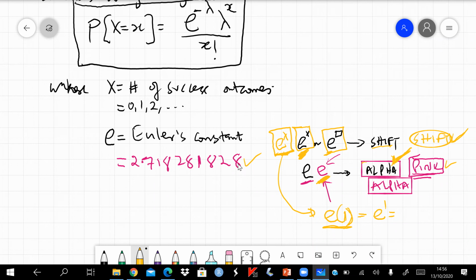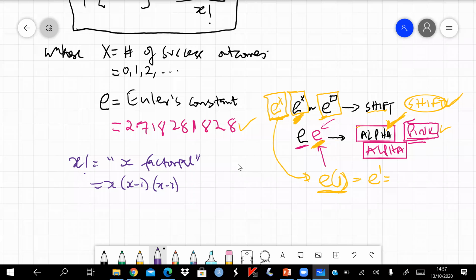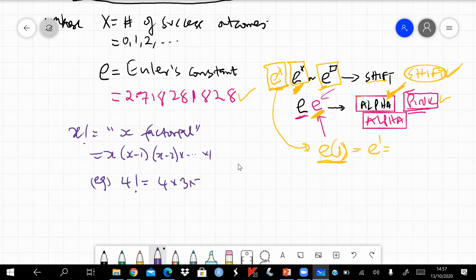Then we have x factorial, another term that we need to explain here. This is read as x factorial, and it is defined as this product: x multiplied by x minus 1 multiplied by x minus 2, and you continue like that until you reach times 1. That's what we call the factorial of a number. For instance, 4 factorial is the same as 4 times 3 times 2 times 1, which is 24. And 5 factorial is 5 times 4 times 3 times 2 times 1, which is 120.